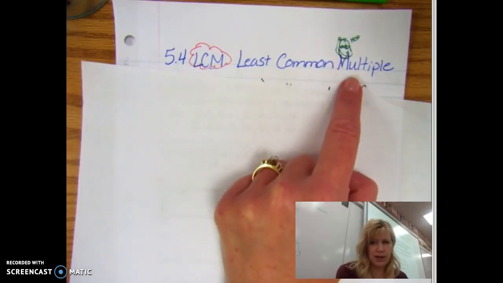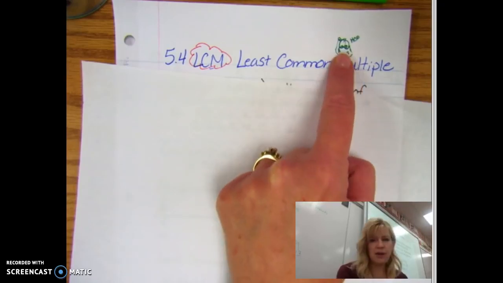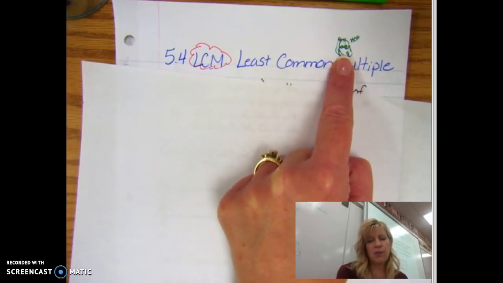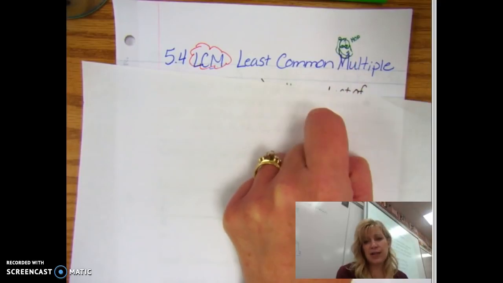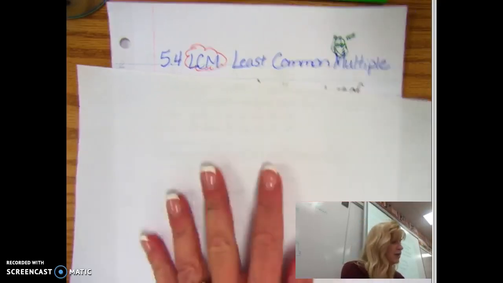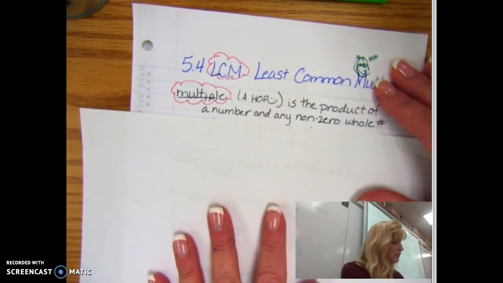The key word in this is "multiple," and I've drawn a little frog head to remind you that the numbers are going to hop. So they are going to get bigger. We're looking for a multiple. So let's go through the words.